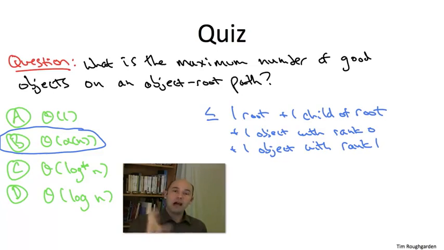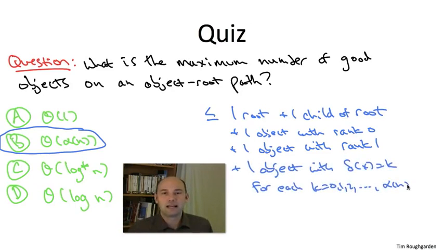Summarizing, for each of the alpha of n possible values of delta, only the uppermost object, the object closest to the root with that particular delta value, can possibly be classified as good. So that bounds at alpha of n the number of objects that fail to meet this 4th criterion. That gives us the total bound on the number of good nodes on any path.